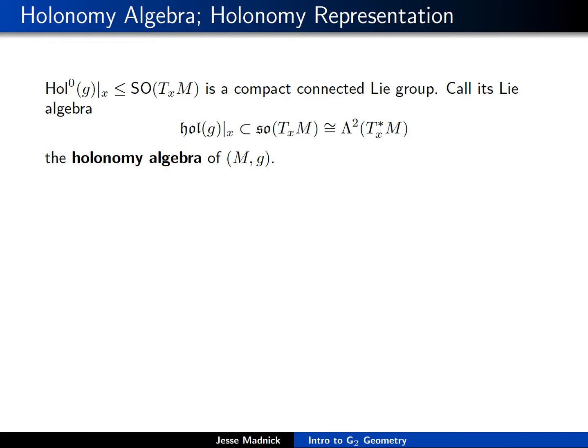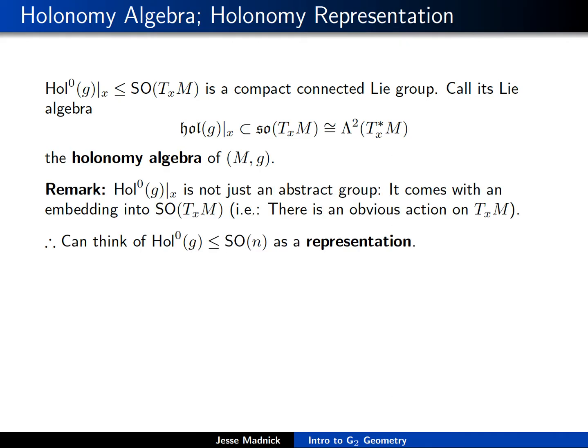So the reduced holonomy group of G is a compact connected Lie group. It's contained in SO(T_xM). So it has a Lie algebra. Let's call its Lie algebra the holonomy algebra of the Riemannian manifold. It's contained in little so(T_xM), which we can think of as the set of two-forms on the tangent space.